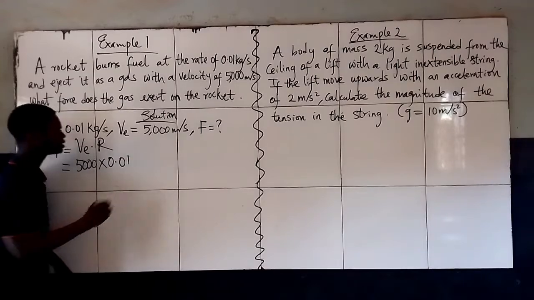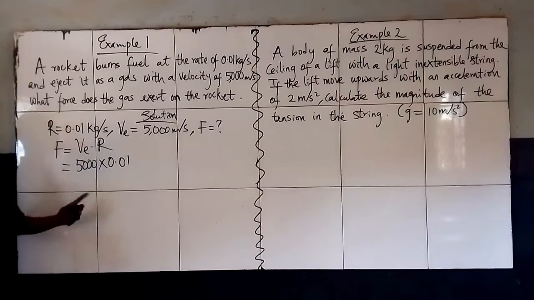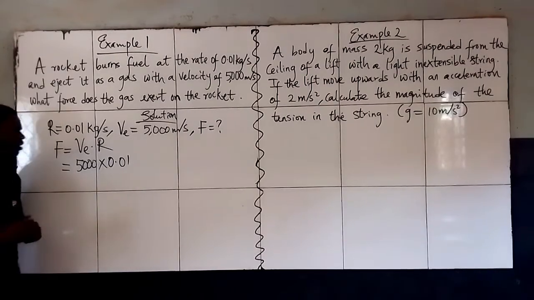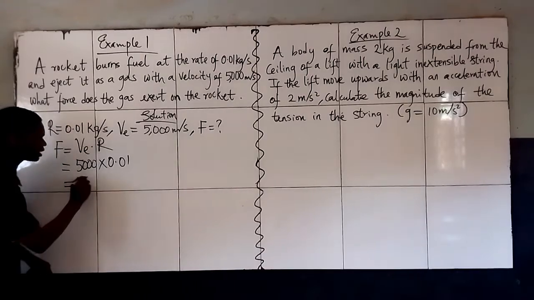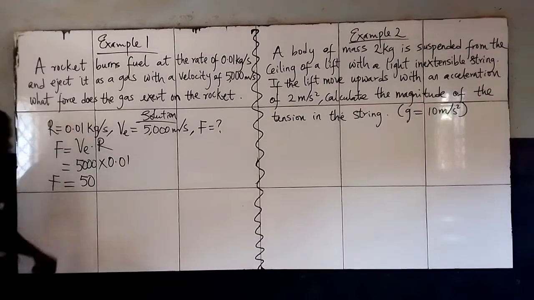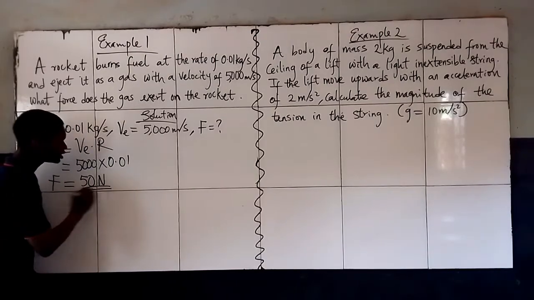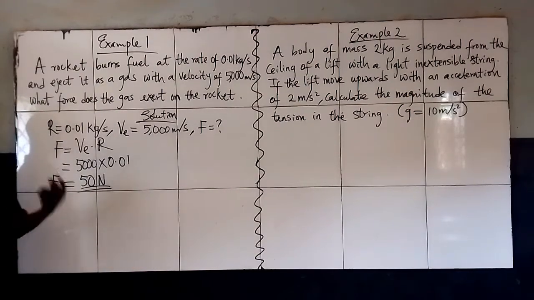R is 0.01. Now observe that they are in their standard unit. That's why they don't convert. That's why I went straight to this very step. Is it not? Now if you times these two together, 5,000 times this will give you exactly 50. Now because we are asked to find the force, the unit is what? Newton. And this is the answer to the question. It's very, very easy. It's not difficult.